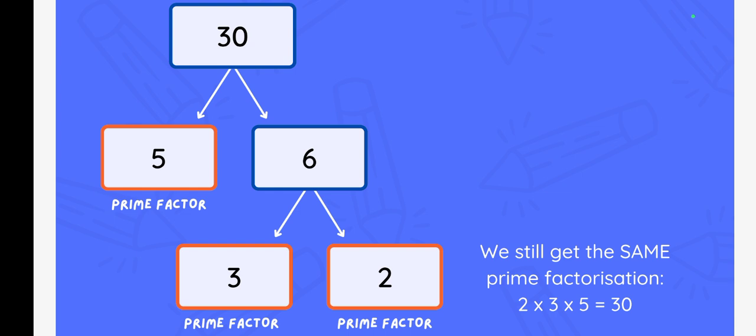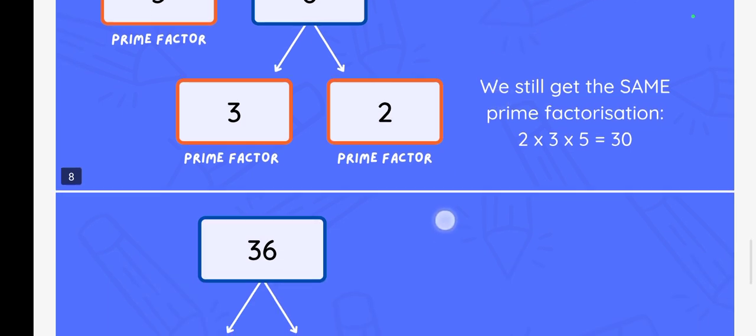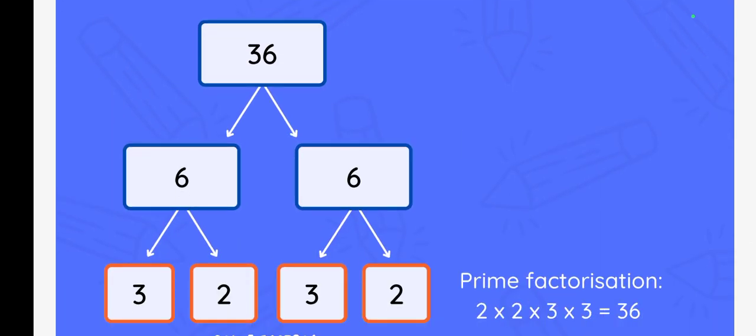So if you factorize 30 as 2 into 15, then also you will get the same answer, 2 into 3 into 5. So in any way you factorize 30, you will get the factors as 2, 3 and 5. Moving on to another example, that is 36.